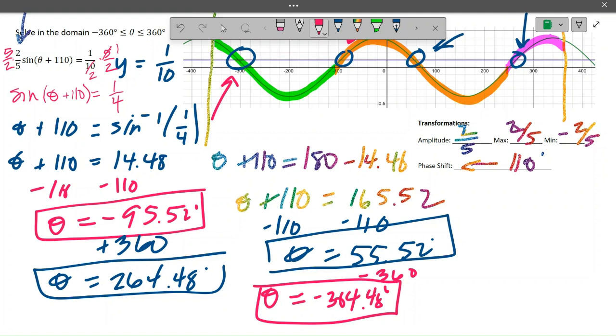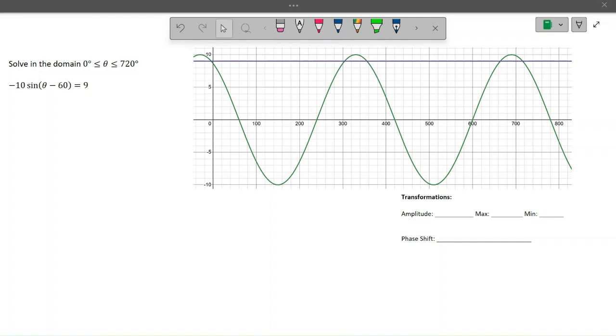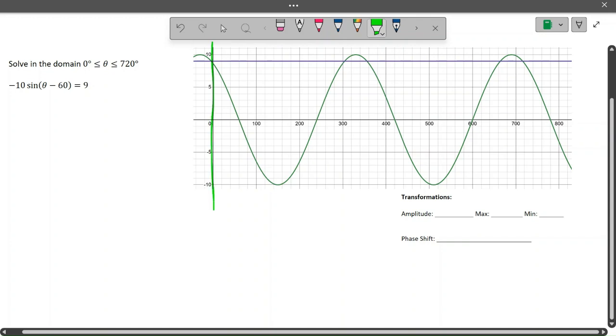Let's move on to our final problem that has both an amplitude and a phase shift. Alrighty, so let's go ahead and get started. I'm gonna just note that our domain is pretty different on this one. We are going from 0 degrees to 720 degrees. So I'm gonna go ahead and draw that here.